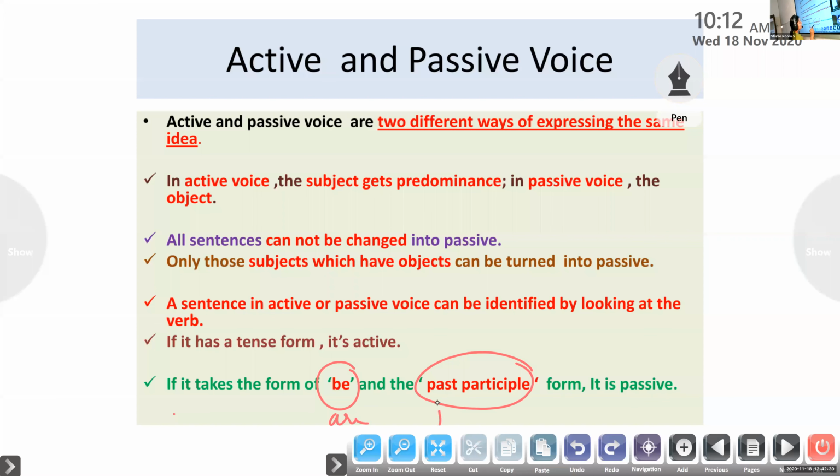Are jumped, is kicked. These are the past participle form of the verb plus be form. If the form is in a finite form, we can label it as a finite verb, and it is an active voice. And if the verb takes the form of be form plus past participle form of the verb, the sentence can be an example of a passive sentence, right?